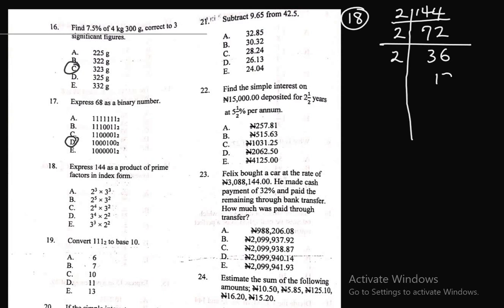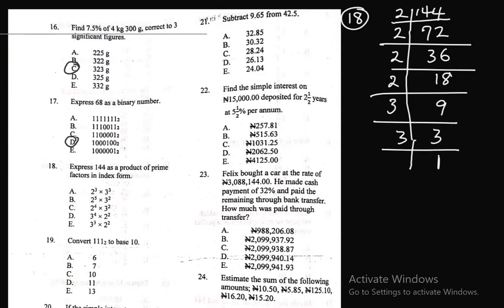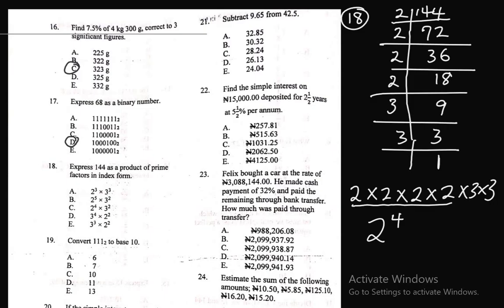36 divided by 2 is 18. 18 divided by 2 is 9. 2 is done with its work, you go to 3. 9 divided by 3 is 3. 3 divided by 3 is 1. Now if you want to express this as a product of prime factors, we just multiply the divisors, which would give us 2 times 2 times 2 times 2 times 3 times 3. But since the instruction says index form, how many 2's do we have here? 4, that's 2 raised to power 4. And how many 3's do we have? 2, that's 3 raised to power 2.